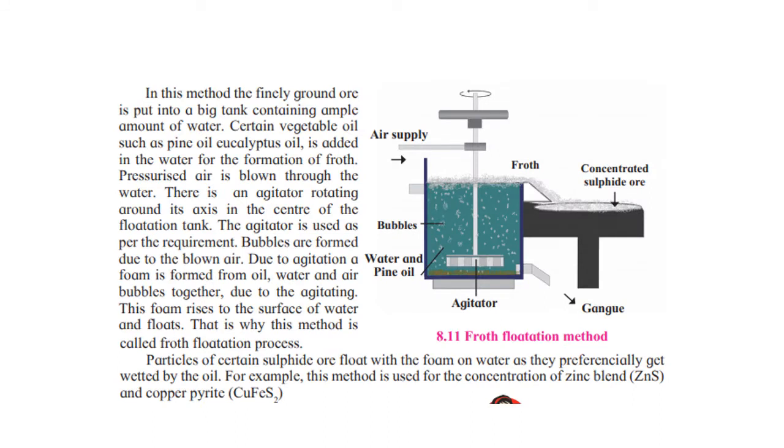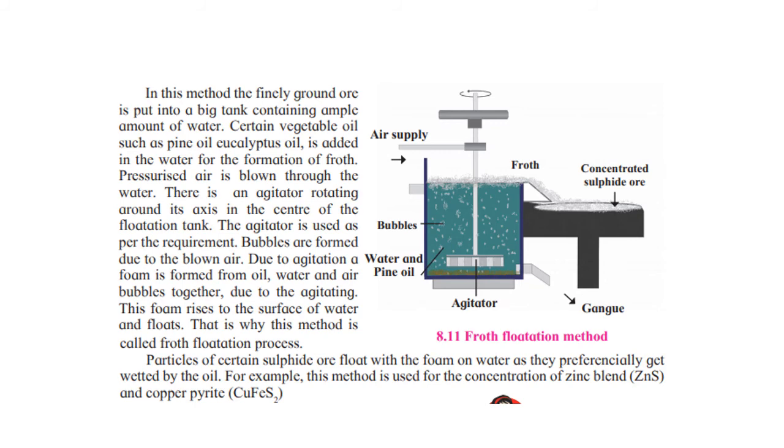This is the diagram of froth flotation method. If you see the diagram, you have an agitator which moves like a washing machine inside, you have an air supply, you have different things. In this method, the finely ground, that is finely powdered ore, is put into a big tank containing a lot of water. Certain oil, vegetable oil such as eucalyptus or pine oil, is added in the water because that oil forms the froth that floats on top.